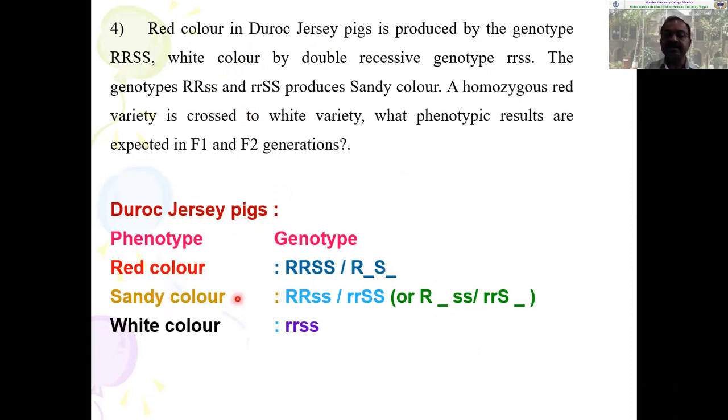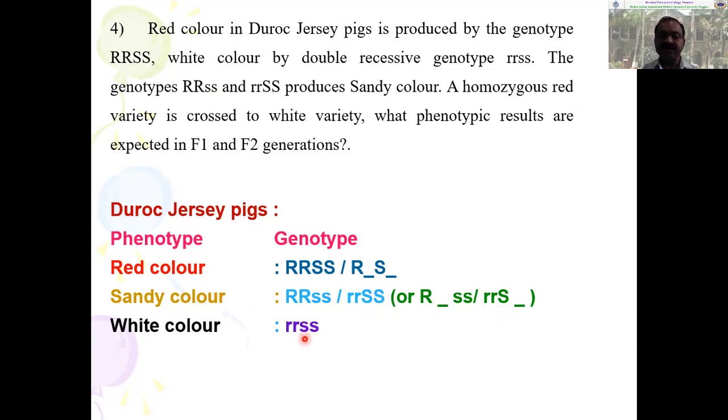Now the sandy color is there. It looks like a duplicate recessive epistasis, like whenever there is small ss or small rr, whatever may be the capital R or capital SS, irrespective of that capital R here due to the small ss, or here due to the capital SS, that is capital S or homozygous dominant S, it is a sandy color. So it looks like a duplicate recessive epistasis.